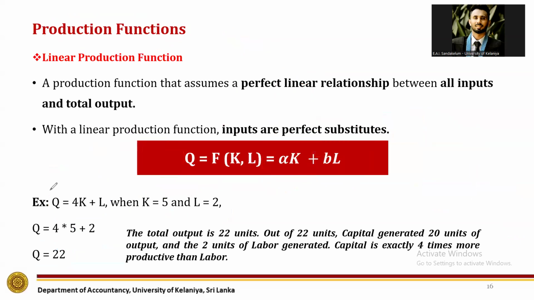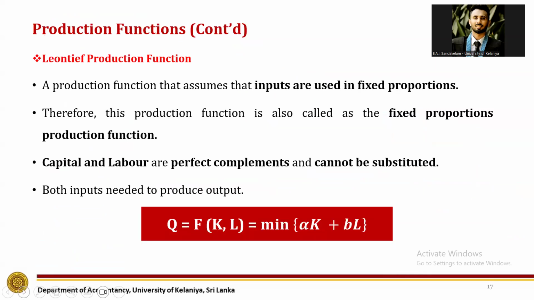The next production function is the Leontief production function. What happened in the Leontief? With the Leontief function, they also use inputs. Whether the function is linear, Leontief, or Cobb-Douglas, we have the inputs. But in the previous one, what happened to the inputs?